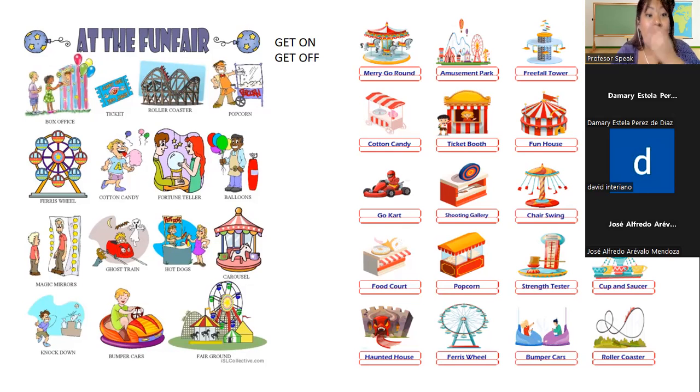Okay, so you're going to go with a partner one more time. You're going to talk about your vacation time, and you can mention if you visited the fun fair, what did you see, if you got on and off any fairground ride or the roller coaster. Are you ready to go to the next practice? Or you can say, I don't like fun fairs, or I like the fun fair, or I dislike. Are you ready? Yes. Okay.